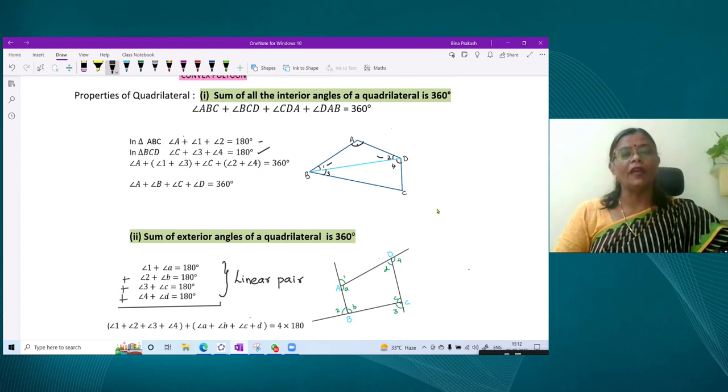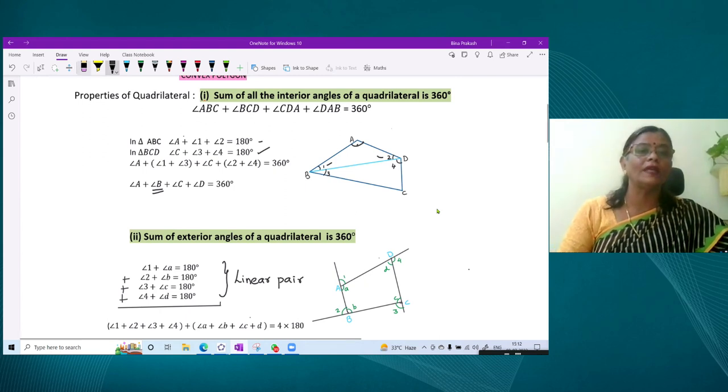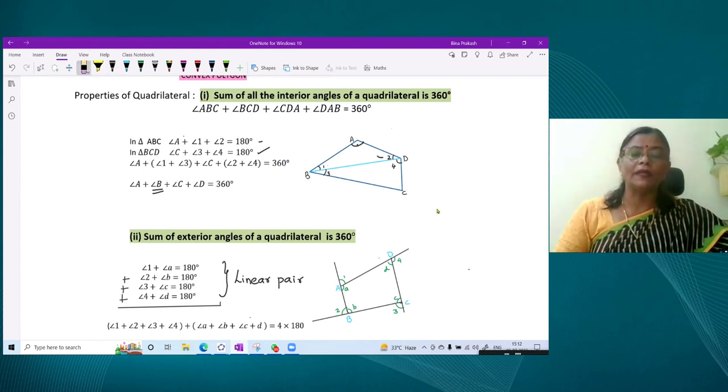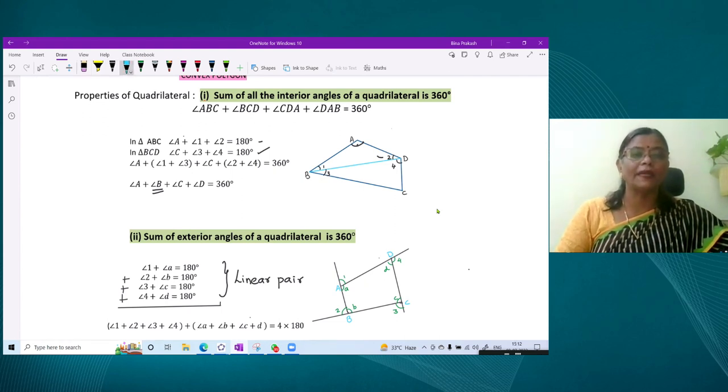Now, if we add these two expressions, while adding I have taken care of one thing: I'll be taking up a pair because I need to bring in angle B. You have seen that BD has divided angle B into two parts. One is known as angle 1 and the other is known as angle 3. So it is divided into two parts, and I need to have that together. For that reason, I've used a bracket to combine 1 and 3.